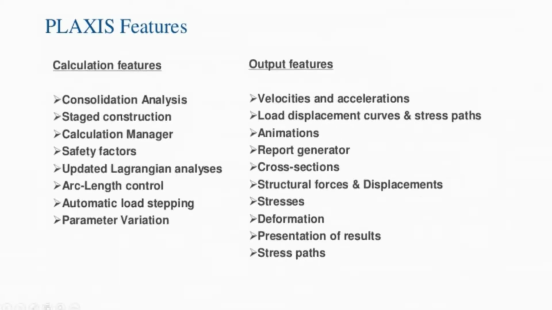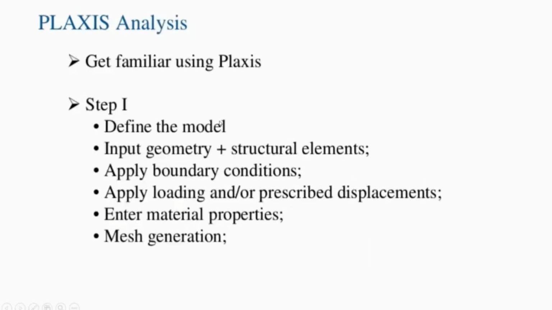Then calculation features are there: consolidation analysis we can do, stage construction we can do, calculation manager, safety factors, updated Lagrangian analysis, arc length control, automatic load stepping, parameter variations, and output features are velocities and acceleration, load displacement curve, stress path, then animations we can make from here, report generation, cross sections, structural forces and displacement, stresses, deformation, presentation and results, stress path. So these are the output features in the Plaxis.